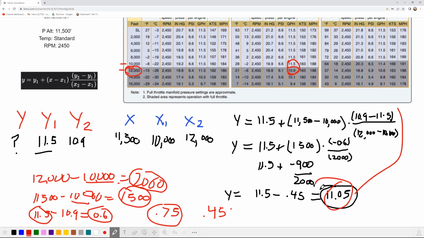Does that make sense? Yeah, by calculating percentages, 11,500 is 75% of the way between 10,000 and 12,000. So you want to find what's 75% of the way between 11.5 and 10.9. That's essentially what I did there, and you find out that 75% of that is 0.45, and 75% of the way there would be right here, 11.05. Okay. Okie dokie. No problem. Yeah, interpolation is annoying.